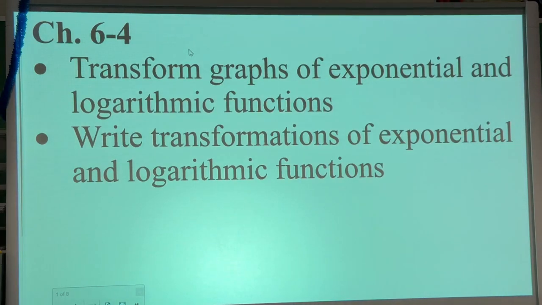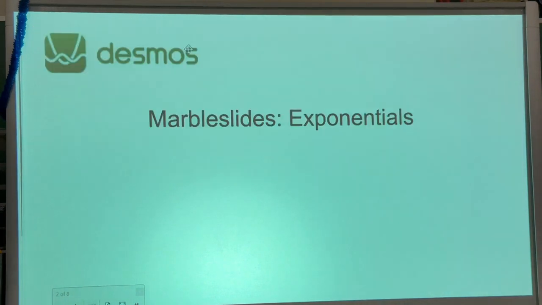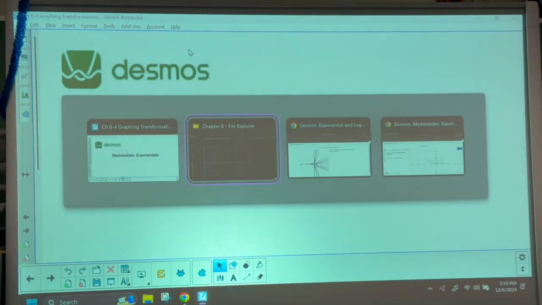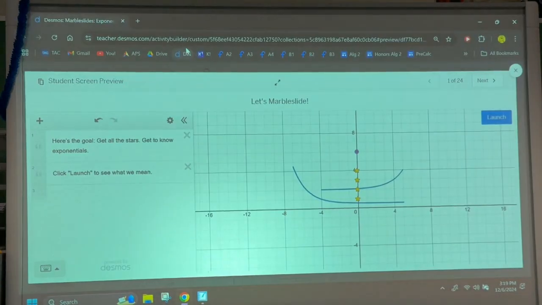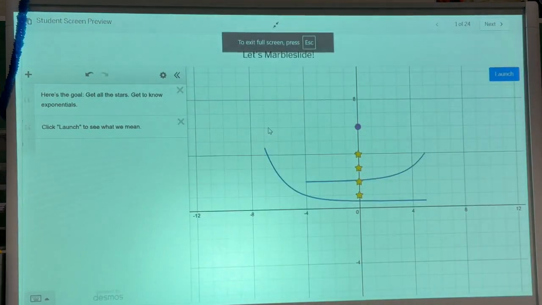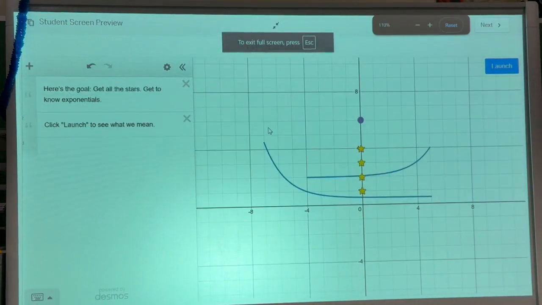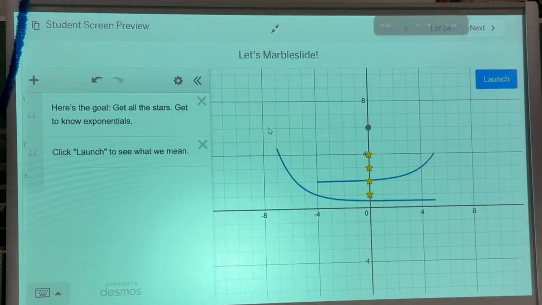Welcome, Algebra 2. Let's take a look at Chapter 6, Section 4, transforming graphs of exponential and logarithmic functions and writing those transformations. You're going to start off with a little Desmos activity called a marble slide. So let me demonstrate how that works. These are pretty fun activities, but you will get to know exponentials as you play around with it.